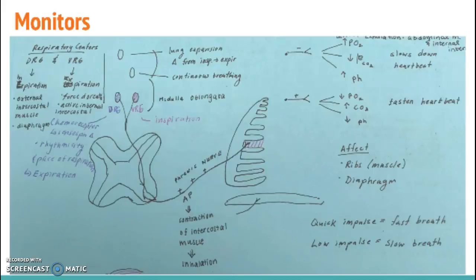So if there's a low amount of CO2, it's not going to stimulate it. So much like the ventilator, it's doing what the DRG and VRG do. It controls if we breathe or not breathe, if we inhale or exhale.